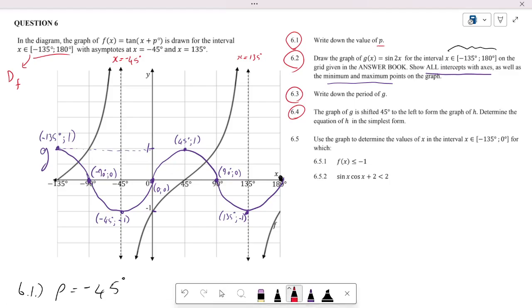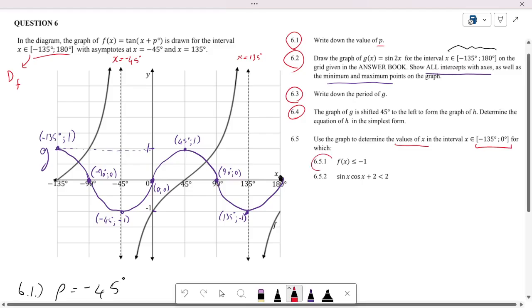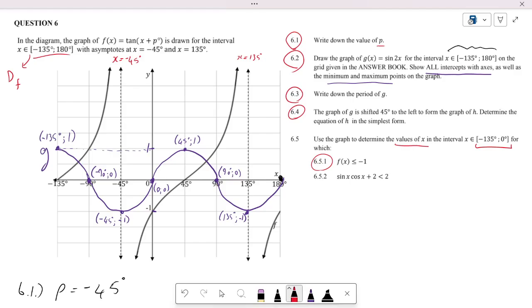Okay, so now 6.5 says the following. Use the graph to determine the values of x in the interval where x is an element of negative 135 degrees until 0 degrees. Now they're changing it, and that's a closed interval, because it's square brackets. For which, we have 6.5.1, which says f of x is less than or equal to negative 1. The other one we'll focus on after answering this question.